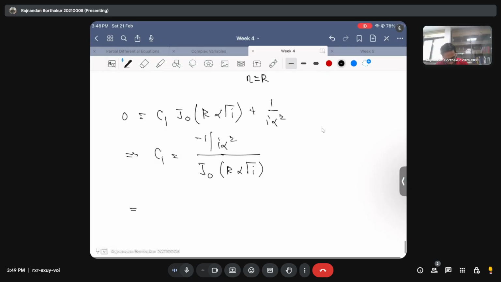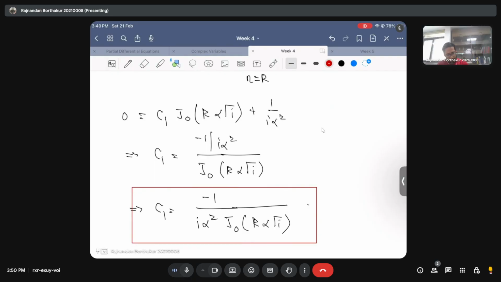Or maybe I'll write this C1 as minus 1 by I alpha squared J0 of R alpha root I. That's it. That's my C1. So we have evaluated all the constants in this equation, I mean in the solution.